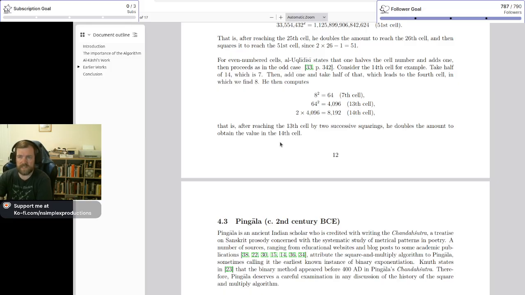Consider the 14th cell. Take half of 14, which is 7, then add 1, take half of that, which leads to the 4th cell, in which we find the number 8. He then computes 8 squared is 64, 64 squared is 4,096, double that is 8,192, which is going to be our 14th cell. After reaching the 13th cell by 2 successive squarings, he doubles the amount to obtain the value in the 14th cell itself.